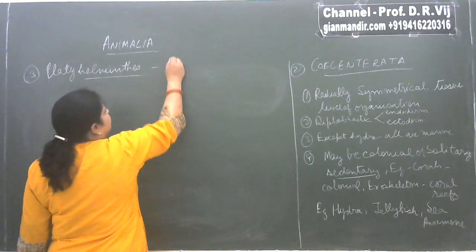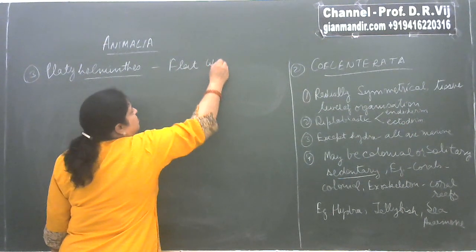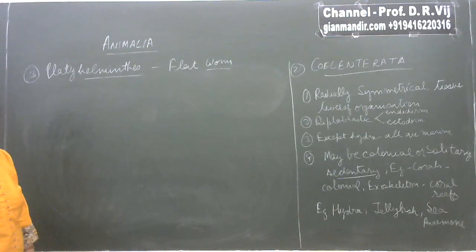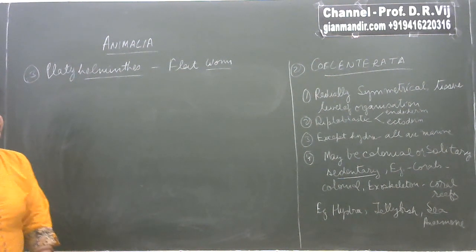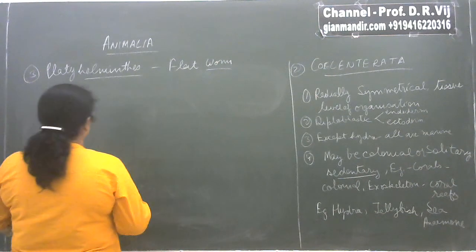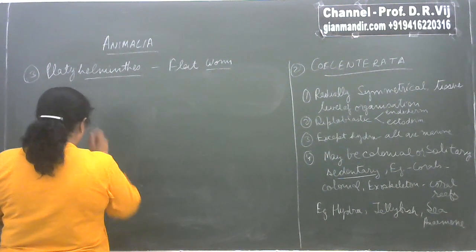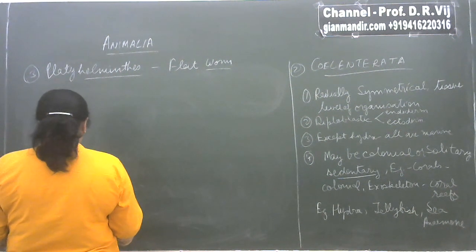Platyhelminthes, which are also commonly known as flatworms, right? And if you look at the characteristics of flatworms, as I already said, the body is dorsiventrally flattened, and the body is bilaterally symmetrical. The body is ribbon shaped or leaf like.